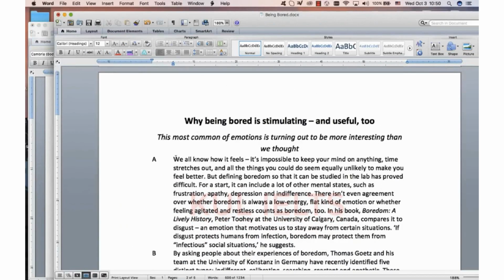Right. We all know how it feels. It's impossible to keep your mind, and all the things you could do make you feel better. But defining boredom so that it can be studied in the lab has proved difficult. Please notice the contrast marker but over there. So here comes his important information. He's saying we all know what boredom is, but defining boredom so that it can be studied in the laboratory is difficult. All right. So as you can see, this is just an introduction preparation sentence. Here's the but, and here is what he's trying to say.